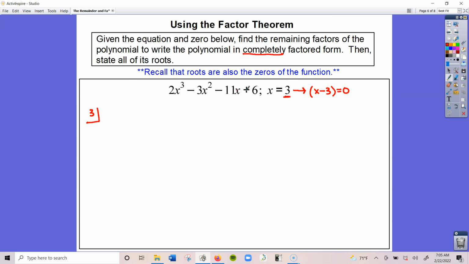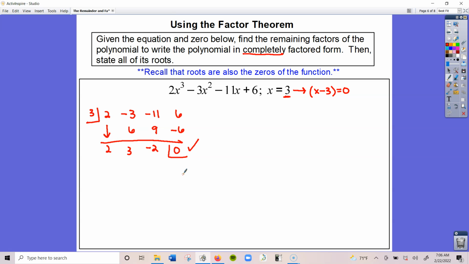Now we're going to write our coefficients. We're not missing any terms, so 2, negative 3, negative 11, and 6. Bring down the 2. 2 times 3 is 6. Negative 3 plus 6 is 3. 3 times 3 is 9. Negative 11 plus 9 is negative 2. Negative 2 times 3 is negative 6. And 6 minus 6 is 0.